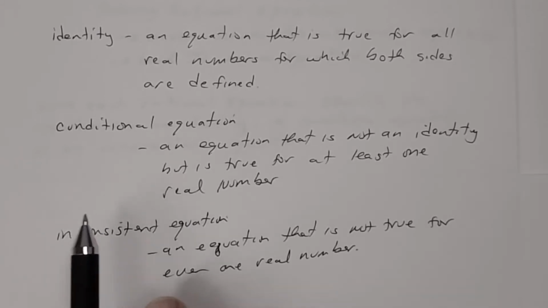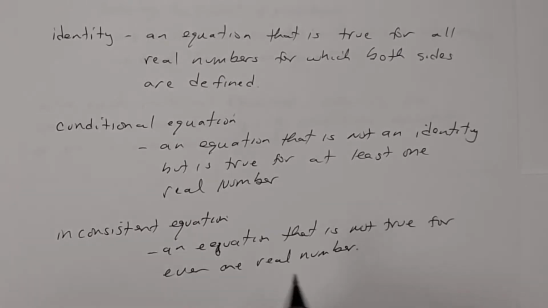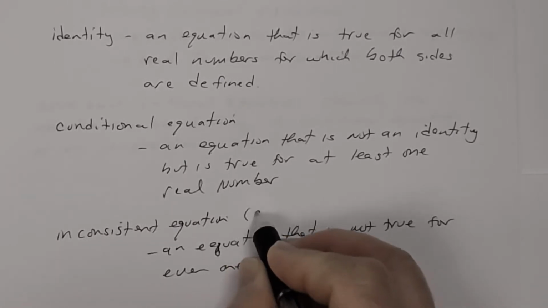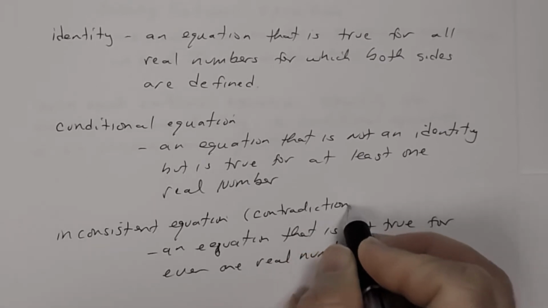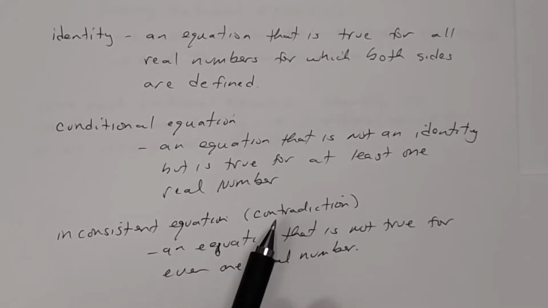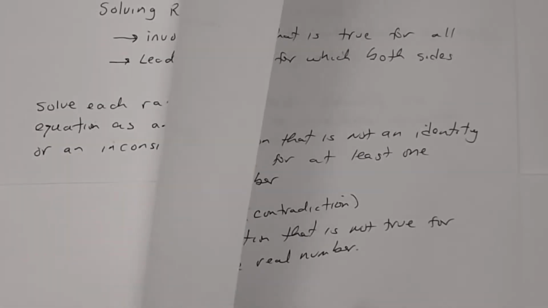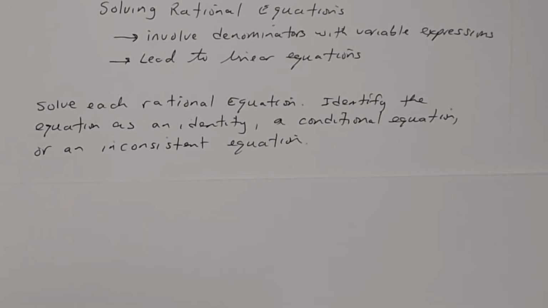Now, in most textbooks, they use the word inconsistent. You may see the word contradiction, but for the most part, it's called an inconsistent equation. That's the word we're going to use for the most part, but sometimes you'll see this word, a contradiction. Okay, so let's look at some examples. Oh, and one other thing, we'll get to that point when we get to an example like that.